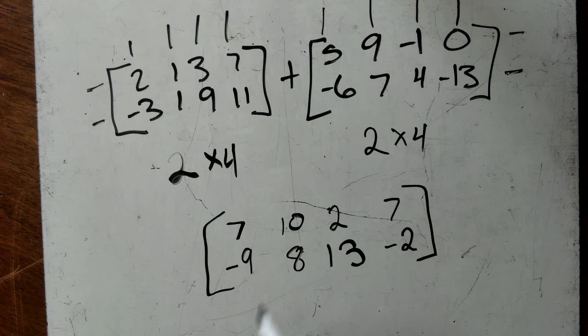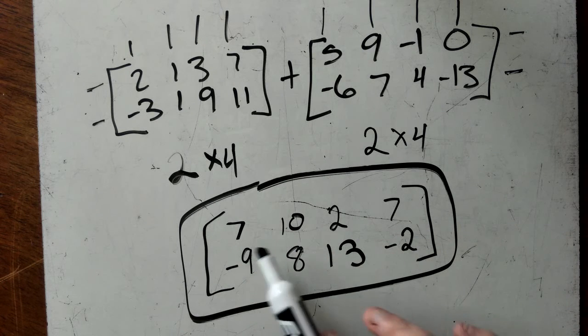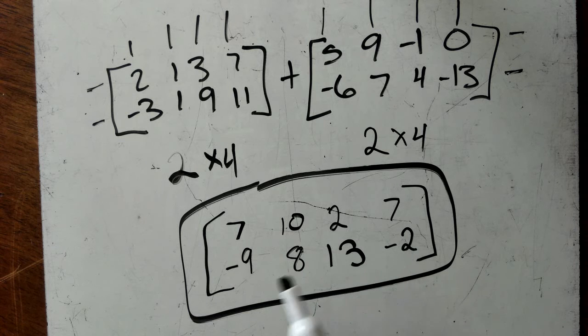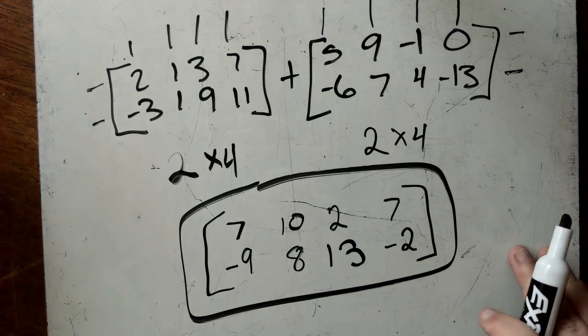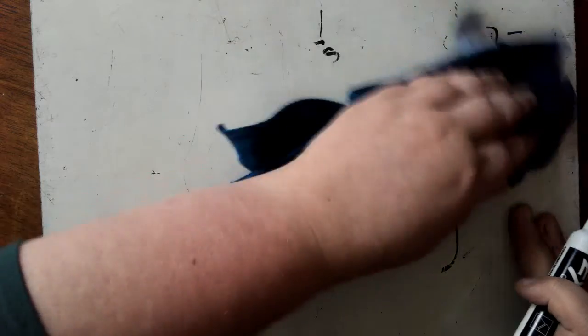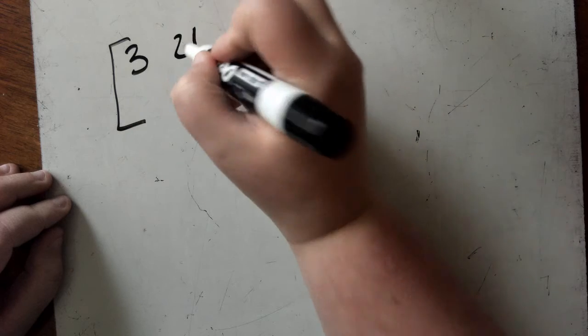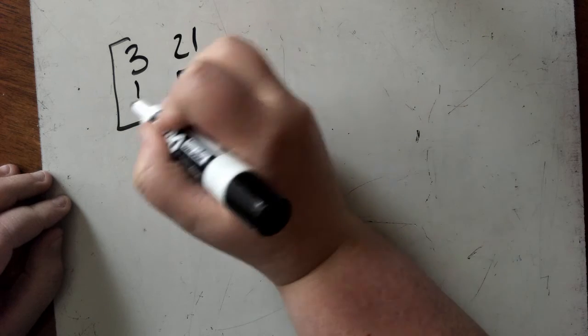So then this would be our final answer, this matrix that we have right here. 7, 10, 2, 7, negative 9, 8, 13, negative 2. All right, so that was an example of adding two matrices together. We're also going to look at an example of subtracting. So let's start with this matrix.